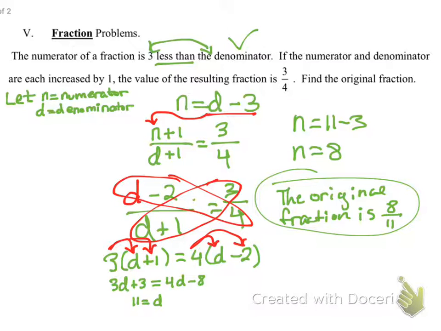And then it says, if the numerator and denominator are each increased by 1, so let's think, 8 plus 1 is 9, and then 11 plus 1 is 12, so now we get 9 over 12, then it says the resulting fraction is 3/4. 9 over 12 reduces down to 3/4. So that actually works out. So yes, indeed, my original fraction is 8/11. So that's how a fraction problem would work. Now, I'm going to go through number 4.